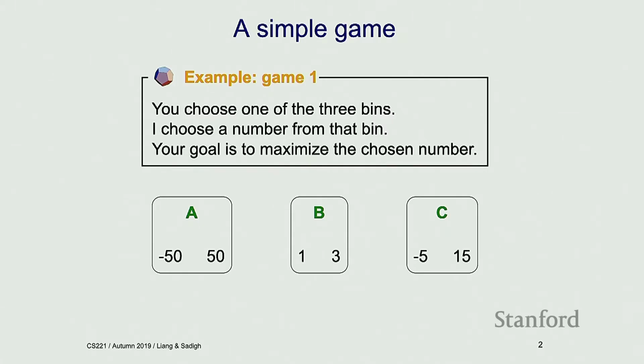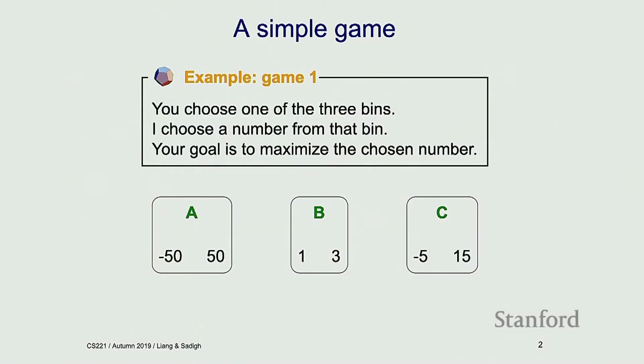OK, so how many of you would choose bucket A? No one trusts me, OK. All right, someone trusts me, good. How many of you would choose B? OK, so a number of people don't trust me. How many of you choose C? OK, so there's a number of people there too. So how are you making that decision?